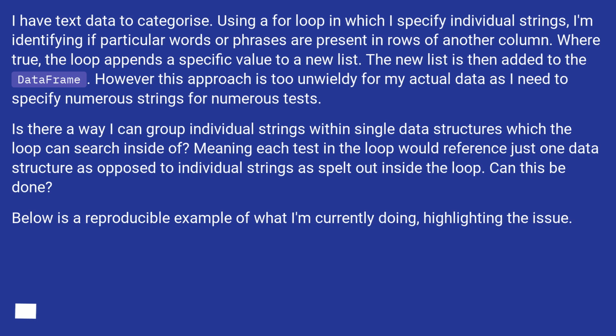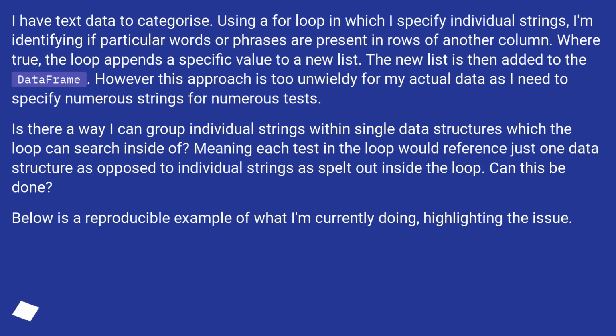However, this approach is too unwieldy for my actual data as I need to specify numerous strings for numerous tests. Is there a way I can group individual strings within single data structures which the loop can search inside of? Meaning each test in the loop would reference just one data structure as opposed to individual strings as spelt out inside the loop. Can this be done?